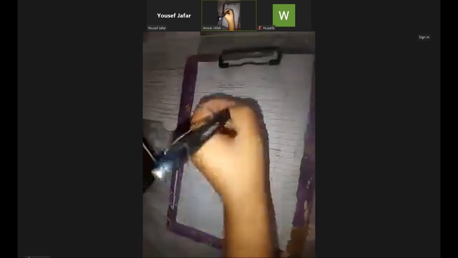To make a graph with the XY plane, I will make a graph for it. This is the x1 and this is the x2. This is the x1 variable and this is the x2 variable. You can use it interchangeably, that's not an issue.